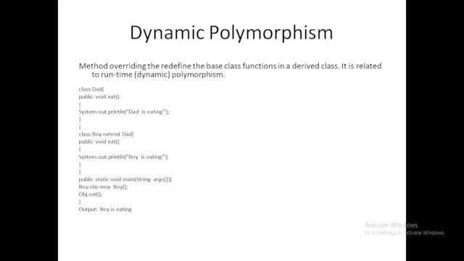Depending upon the object which is invoking the method, that particular method will be invoked. For example, the object created is of the derived class. So when we invoke object.eat, it invokes the method of the derived class. During execution time, based on whose object is created, the corresponding method is invoked. That is why it is known as dynamic polymorphism, and this dynamic polymorphism is achieved through method overriding.